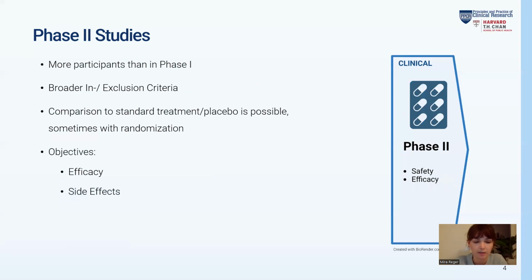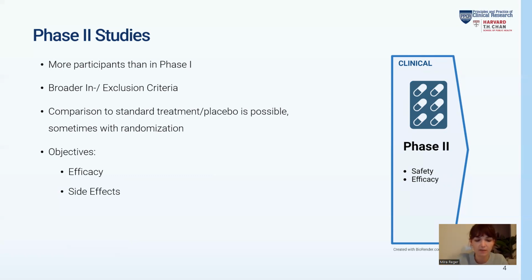Here, more participants are included. The in- and exclusion criteria are broadened to achieve a more diverse patient cohort. Sometimes the new drug is already compared to standard treatment and/or placebo, and randomization can also already be introduced in phase 2 studies. The objectives are to assess the efficacy of the drug, so to find out if the new treatment works well enough to be tested in the larger phase 3 setting, and also to monitor side effects of the new drug in a larger, more diverse patient cohort.